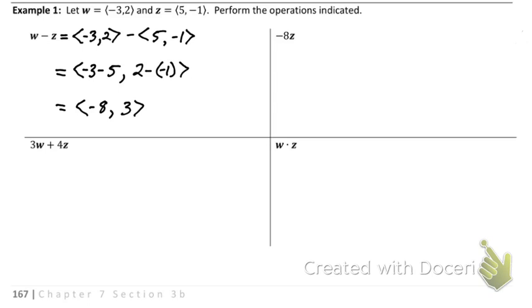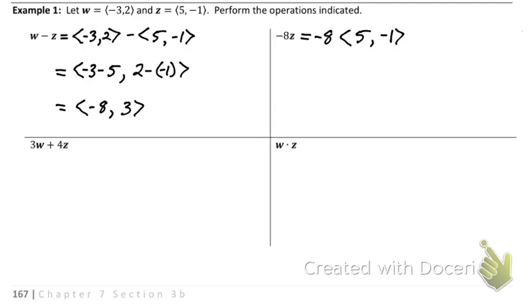This would be the exact same result if you graph this one and do that tip-to-tail method we started off with today, part of our lesson. Our next one is a scalar multiplication. Scalar multiplication creates a brand new vector. So what we're really doing is negative 8 times the components of Z. So that would be 5, comma, negative 1.